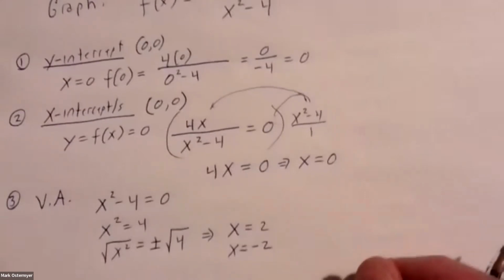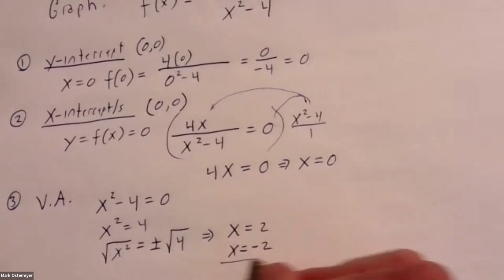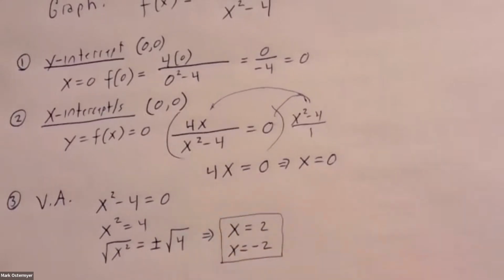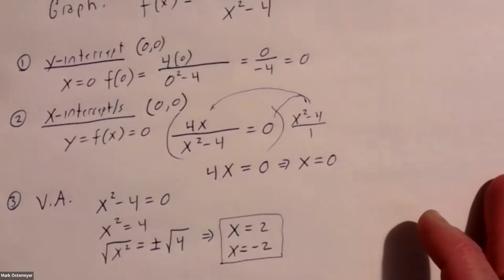Excuse me, not your x-intercepts. I made the same mistake this morning, my face-to-face section. These are your vertical asymptotes, ladies and gentlemen. That's where your vertical asymptotes hang out. These are their equations right there. You got 2 vertical asymptotes for this graph. All right, any questions how we found the vertical asymptotes?